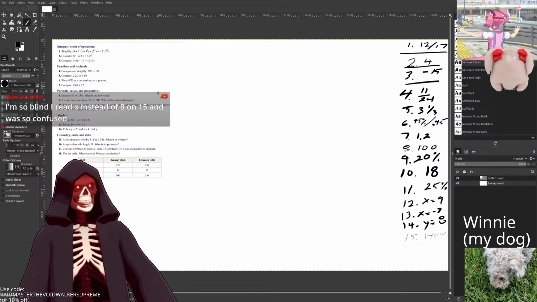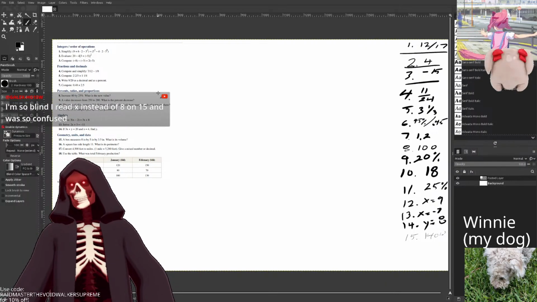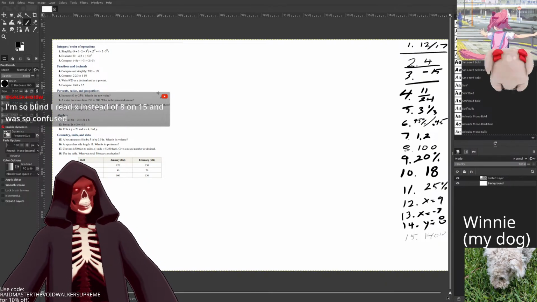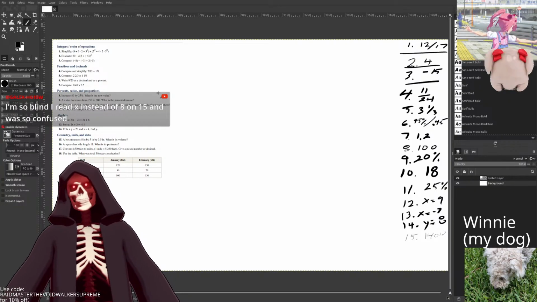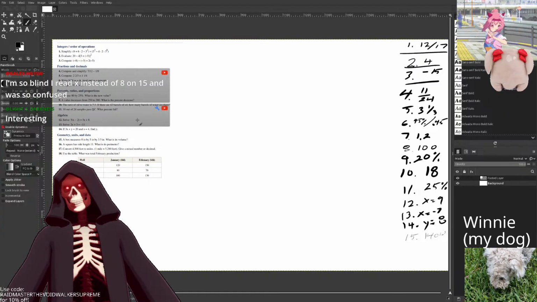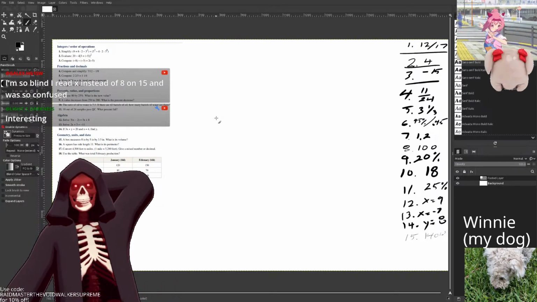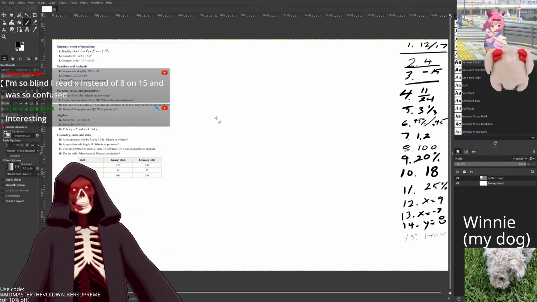Okay, so I am so blind. I read X instead of 8 on 15, and I was so confused. I read X, Y, and Z. But that was just denoting the dimensions without actually having to physically draw them out. It was just a simple multiplication.